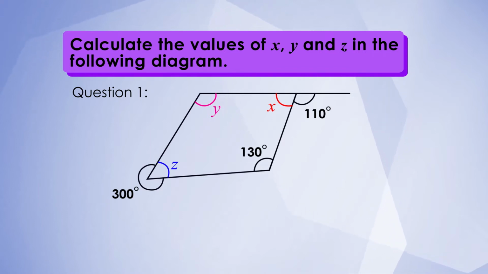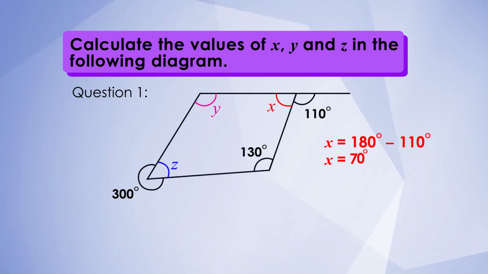Let's see what the solution is. The diagram shown is a quadrilateral. Looking at the angle at x, we know that it is adjacent to the exterior angle, which is 110 degrees. We know that the sum of a straight line is 180 degrees. Now we can subtract 110 degrees from 180 degrees to find the value of the interior angle x. So, x is 70 degrees.